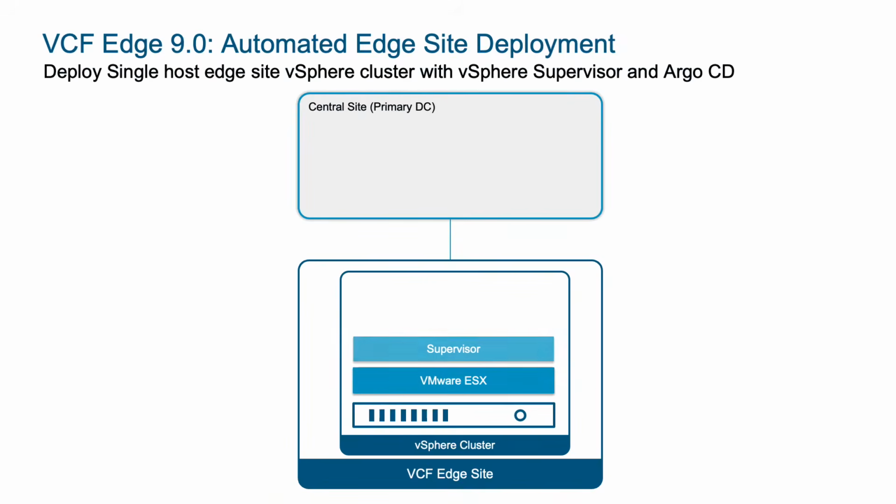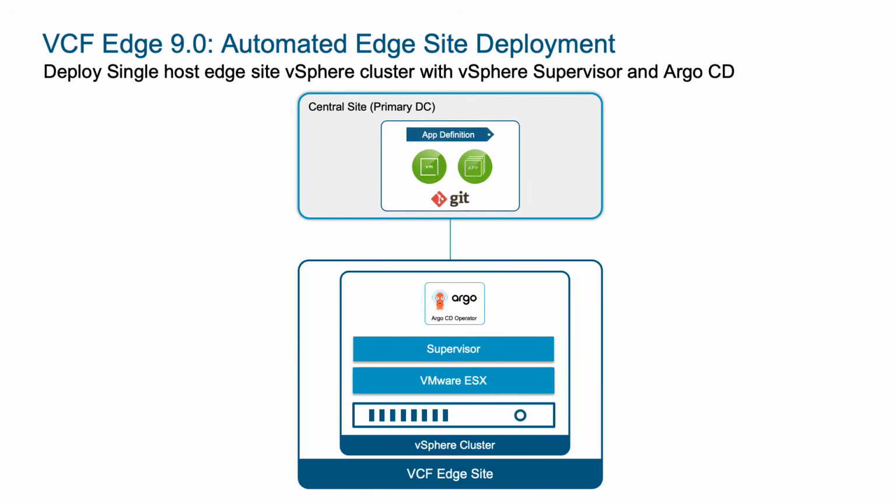Today we're going to walk through the automated deployment of a single host edge site in VCF Edge 9.0 environment. This PowerShell script is designed to streamline the deployment process from initial creation of a vSphere cluster to the creation of the supervisor, deploying the Argo CD supervisor service, and finally deploying an Argo CD instance on top.